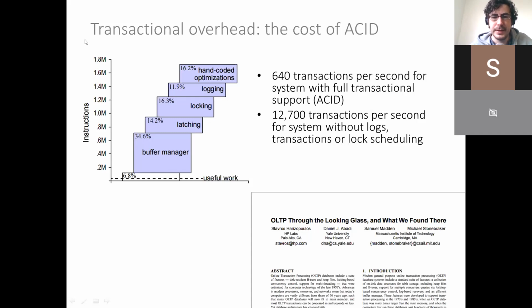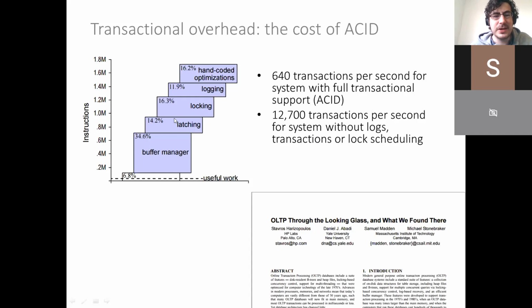So we can see that essentially there's a large overhead for ACID. The consequence is that in this database it would be possible to do 640 transactions per second with transactional support, and it would be possible to do 12,700 transactions per second for systems without any transactional support. So essentially we can do almost 20 times more transactions per second.